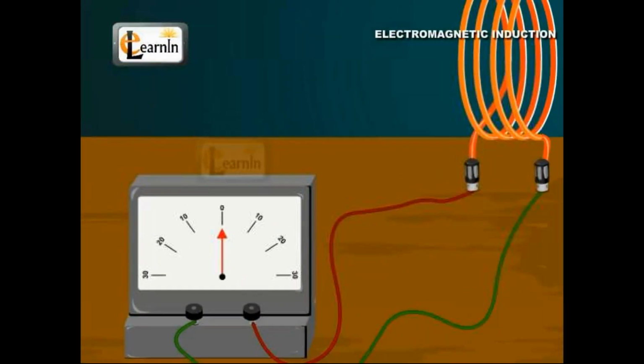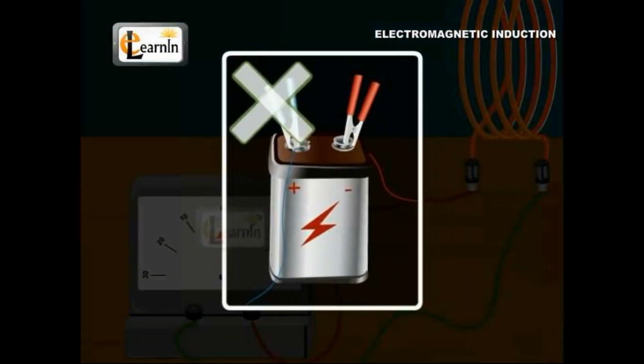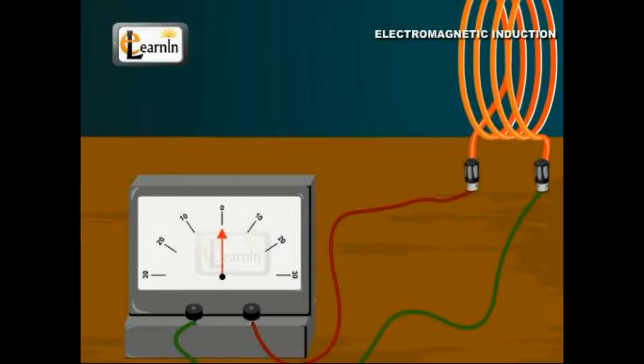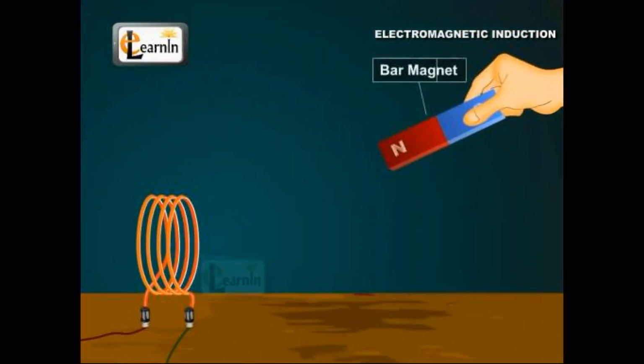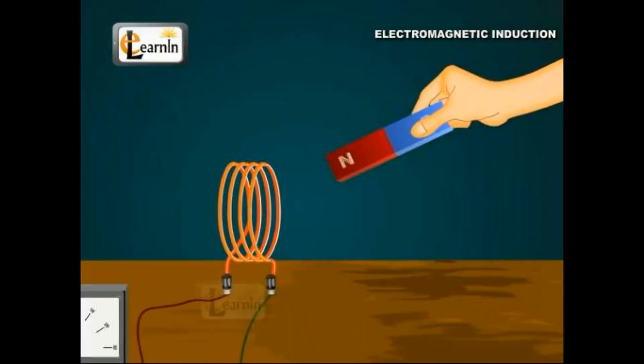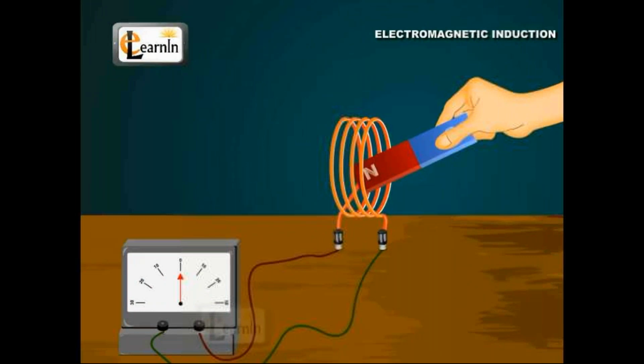This closed circuit is shown in the diagram. Note that this circuit contains no source of electricity and the galvanometer shows zero reading initially. Take a bar magnet NS and move it swiftly towards the coil with its north pole facing the coil.